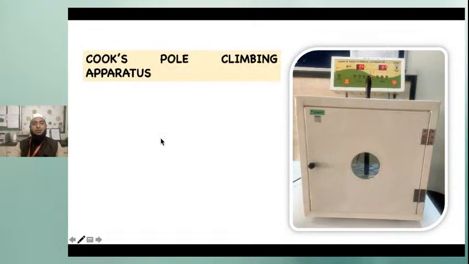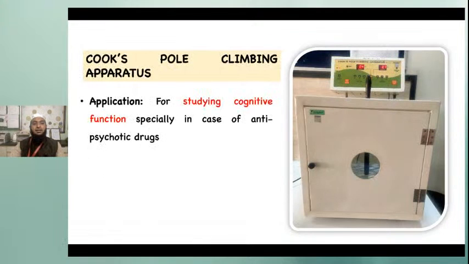Last instrument is the Cook pole climbing apparatus. The application is studying cognitive function. Cognitive means the function related to learning and memory, especially in case of antipsychotic drugs. Most of the time with antipsychotic drugs, the cognitive functions are impaired. You can use this model also to study antidepressant activity.